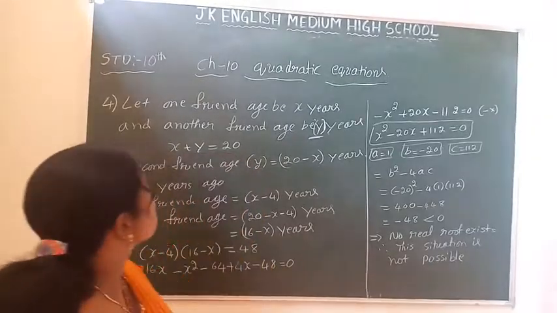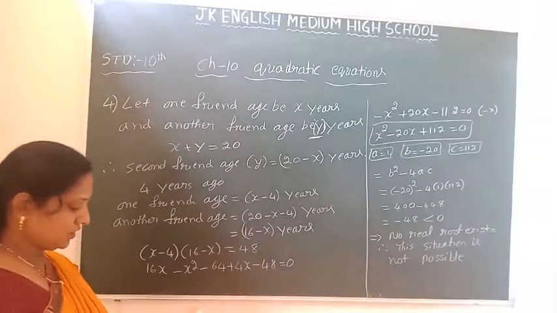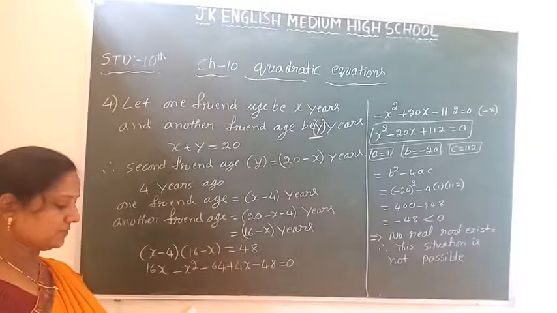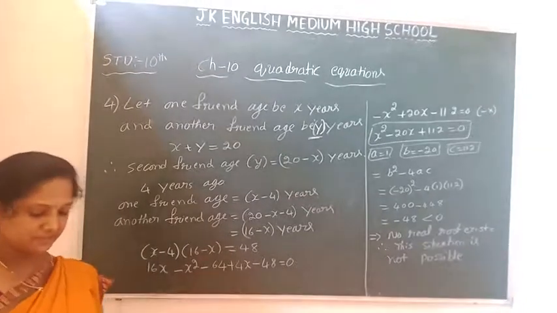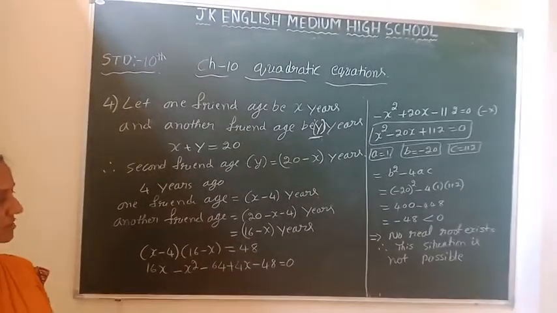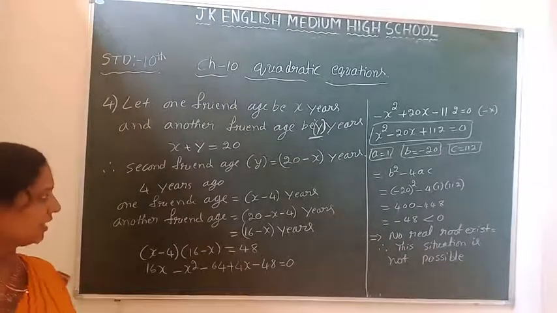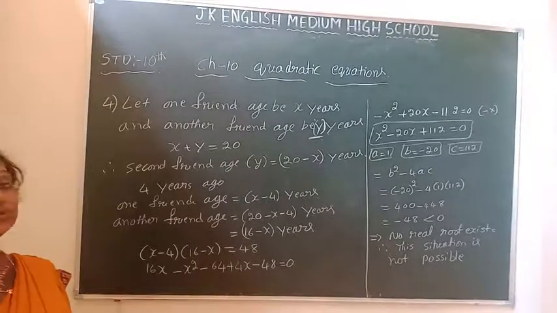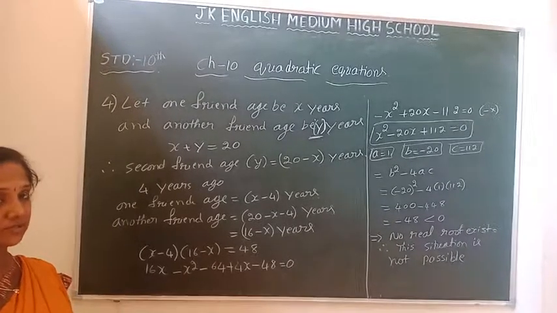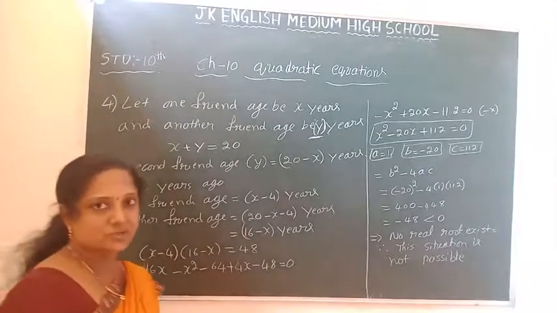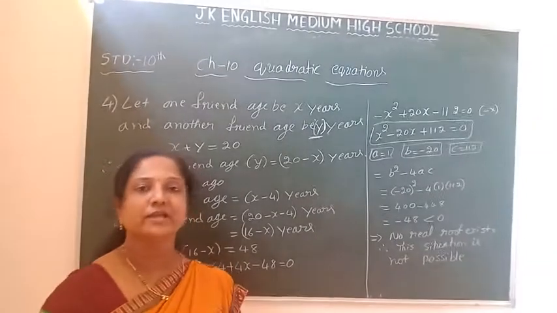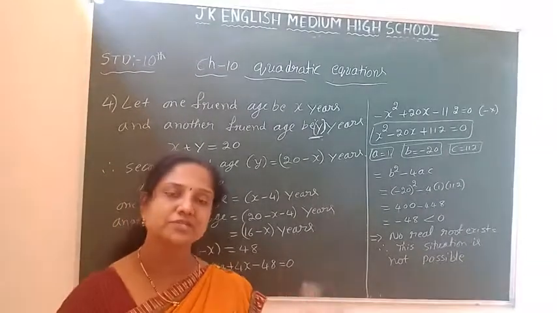Okay children, so write down. Is the following situation possible? If so, determine their present ages. So this is not possible, so we cannot find out their present ages. According to the statement, the sum of those two friends' ages is 20 years. Let one friend's age be x and the other friend's age be y.